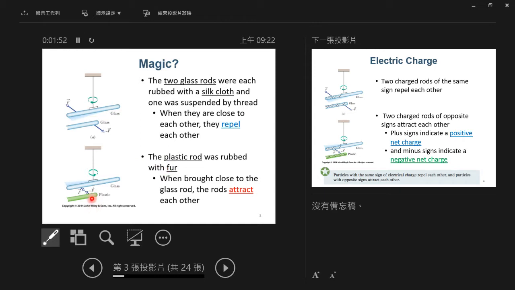However, if we exchange one of the glass rods for a plastic rod, and we still rub these two rods, at this time these two rods will attract each other rather than repel each other. So this is a question: is it magic?